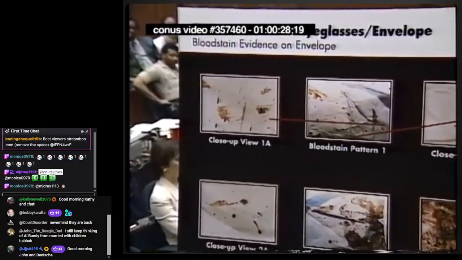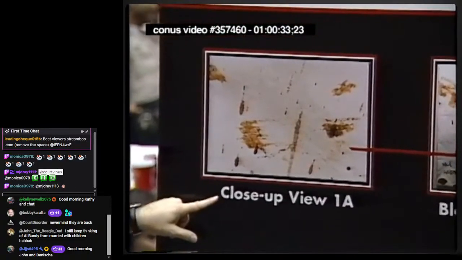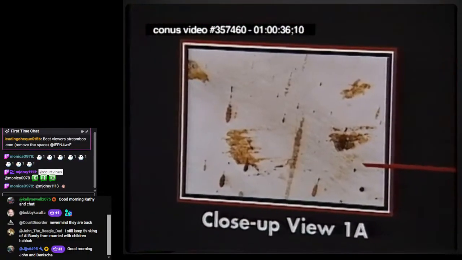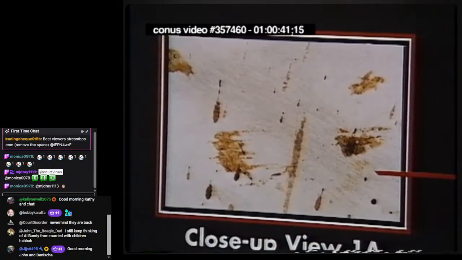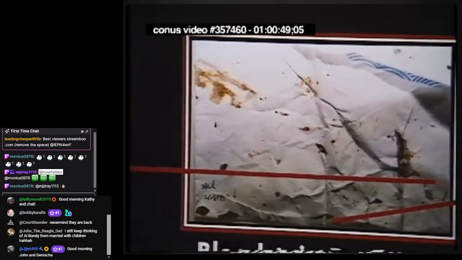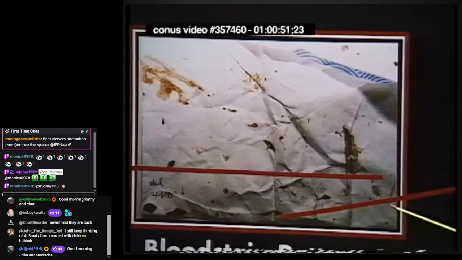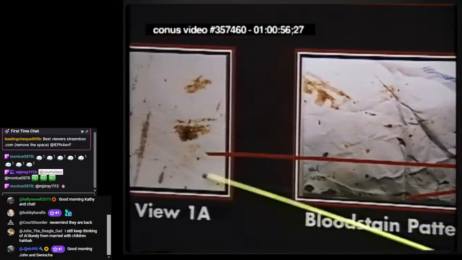Dr. Lee, I have to ask you a question first. Dr. Lee, could you please describe the bloodstain patterns in close-up view 1A? The close-up view 1A depicts an area on the envelope, when I face the envelope, on the right-hand corner, with a blood smear, blood spatter. That's an angular deposit.